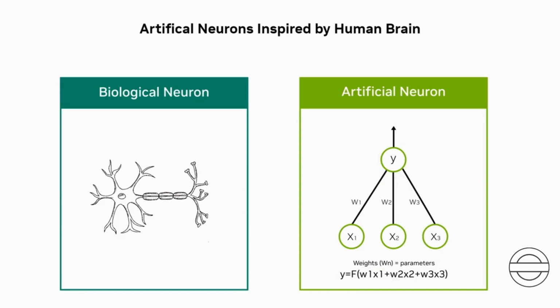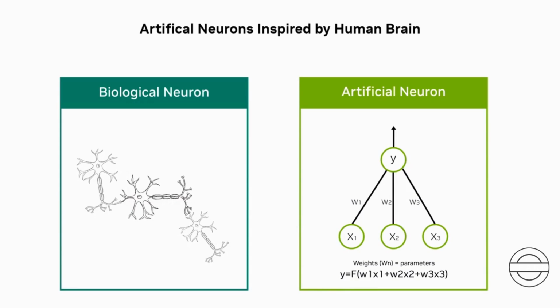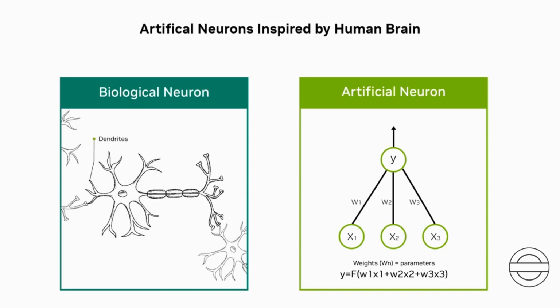Artificial neural networks take a page from the human brain's playbook. Picture this. In our brain, there are tiny components called neurons. Neurons are like tiny information messengers. They communicate through a series of events. First, dendrites, which act as the receiving antennas of neurons, pick up signals from neighboring neurons' terminal buttons.